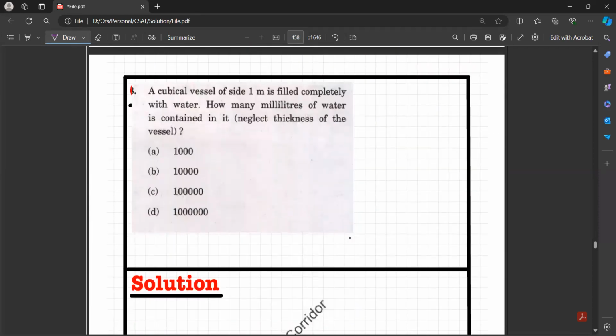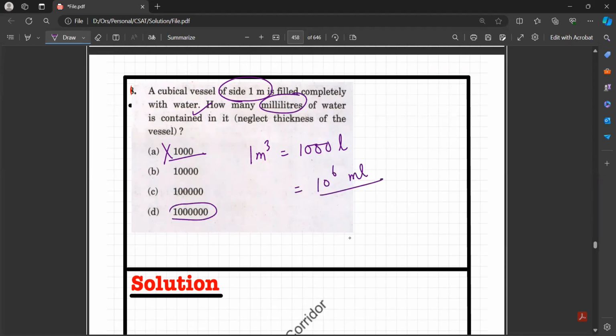A cubical vessel of side 1 meter is filled completely with water. How many milliliters of water is contained in it? Volume becomes 1 meter cube. Liters will be 1000 liters. If you tick 1000 as the answer, it will be wrong. Milliliters is asked. 1 liter is how many milliliters? 1000. So the answer would be 10 to the power 6 milliliters. So this is the option with 10 to the power 6. The answer would be D. Got it?